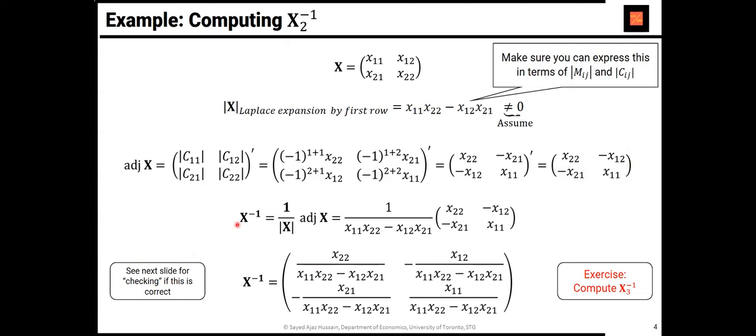Here's now the inverse of the matrix X: 1 divided by the determinant times the adjoint. Pass this algebra through, and here's a nasty animal that gives you the inverse of a 2 by 2 matrix. I'm going to check if this calculus is right on the next slide. You are going to find out an expression for a 3 by 3 matrix's inverse. Do it.